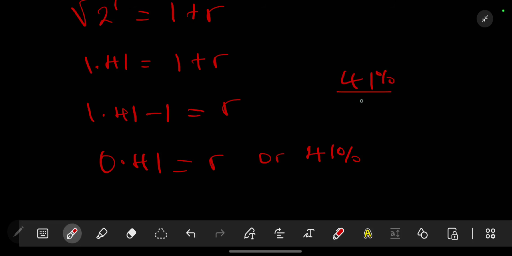So if you say 41% over 100 percent, this will give you 0 point. If you remove this percent, you add a 0, it will be 4. Then after that, the remainder will be the 10, you add a 0, it will be 1. So it's either 41% or 0.41, whichever is very much alright.